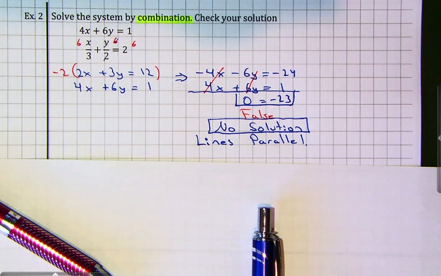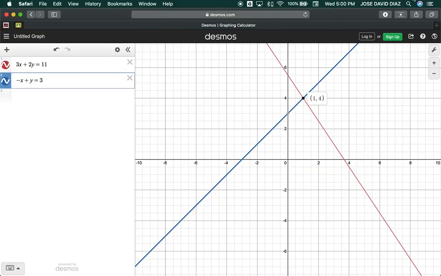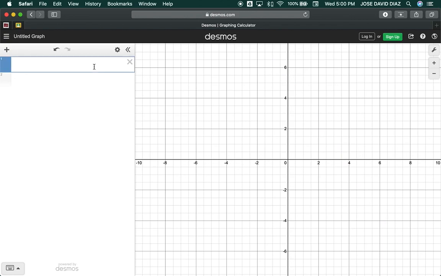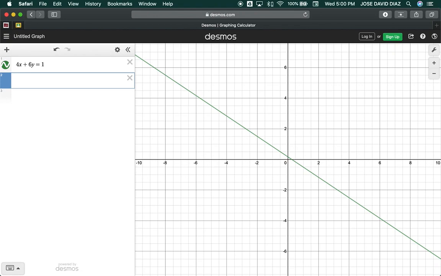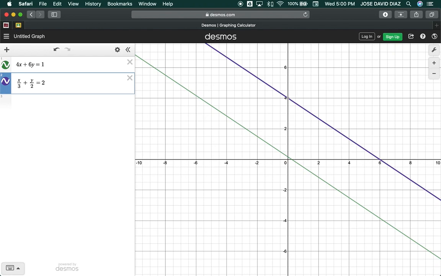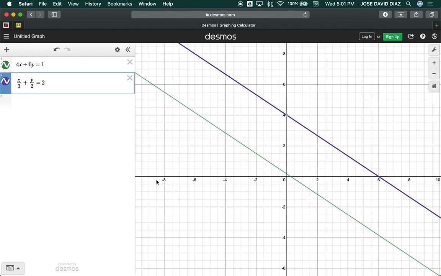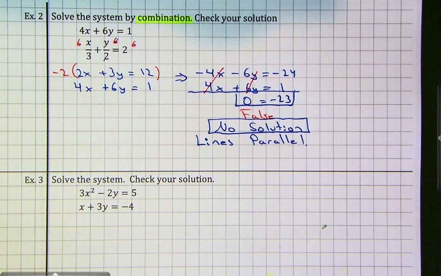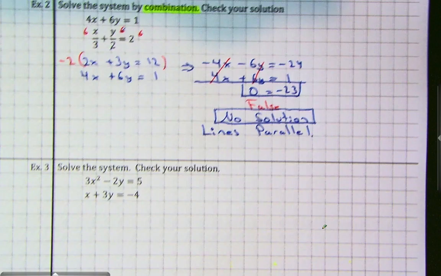Now, if I take the time to be able to graph it on Desmos, then I'm going to type in the first equation, 4x plus 6y equal to 1. The second equation will be x over 3, move to the right, plus y over 2, move to the right, equals 2. And notice that whenever they have the same, so let's go to a little more challenging problems.